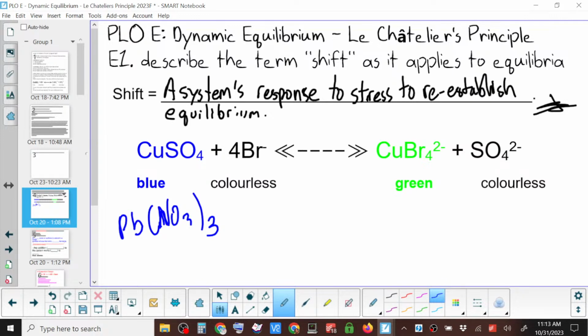What is something that the lead or the nitrate could be doing? So those are what we have in solution. What kind of things could they mess around with?